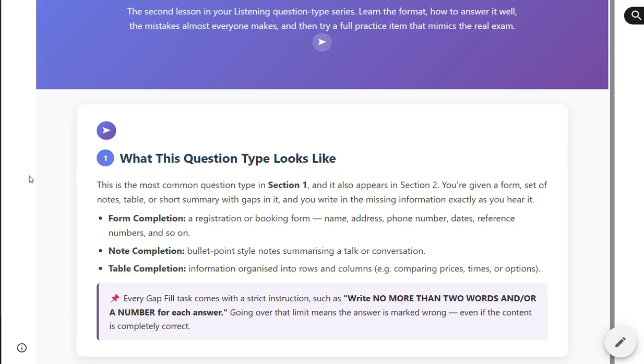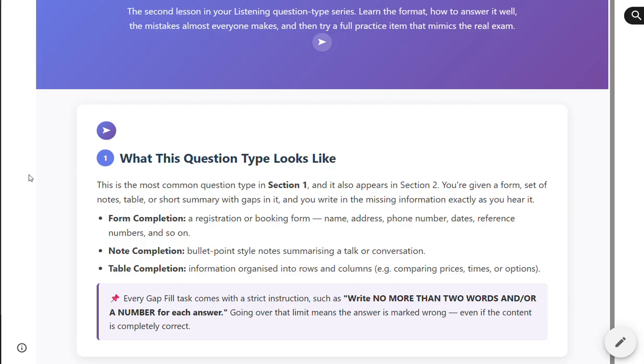Let's start with what this question type actually looks like on the page. Gap fill and form completion is the most common format you'll meet in Section 1. And it also shows up in Section 2 of your exam preparation. You're handed a form, a set of notes, or a table with blanks in it. And your job is to write in the missing information exactly as you hear it spoken.